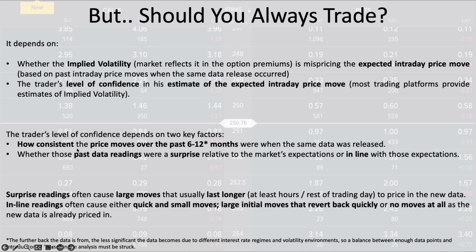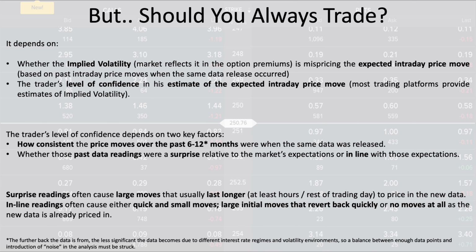It depends on how consistent the price moves were over the past 6 to 12 months, all right, when this data was released. If there is more consistency, it's natural that you're going to have a higher level of confidence. Less consistency, lower level of confidence. And it also depends on whether those past data readings were a surprise relative to the market expectations or in line with those expectations. If there have been surprises in the past months, chances are another surprise will happen, because the market is not reading the situation correctly. And so this is something that can cause a larger move.